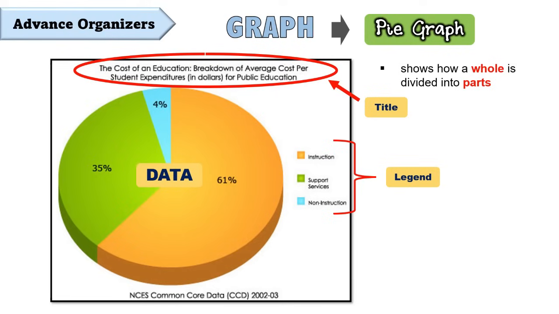Data, the most important part of a pie graph. A pie graph represents 100% of the data. Each slice is a percentage of the whole. And source tells where the data was gathered for the chart.